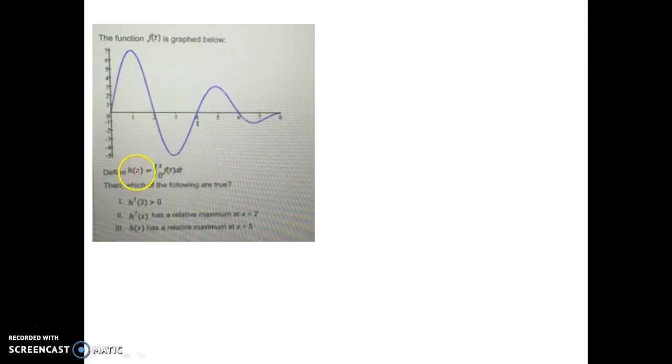Alright, now this problem deals with the actual second fundamental theorem of calculus. Because if we have h of x is the integral from 0 to x of this function, then h prime of x, the derivative of h, is just f of x.